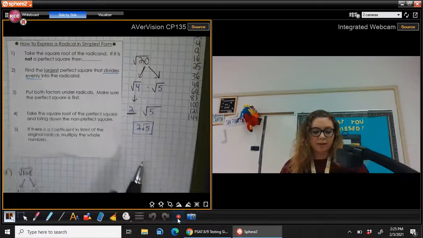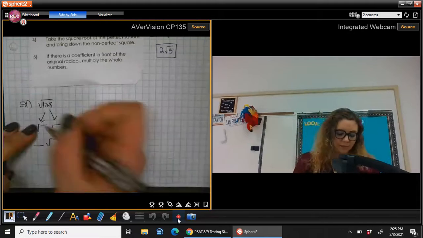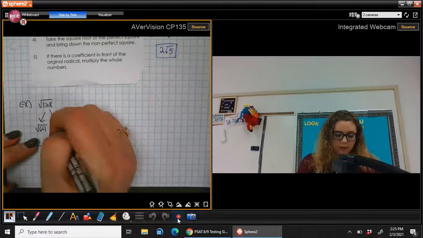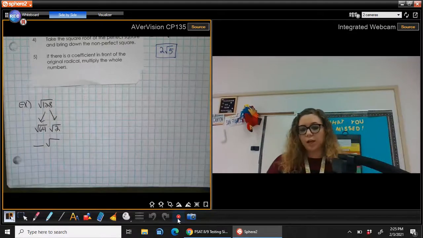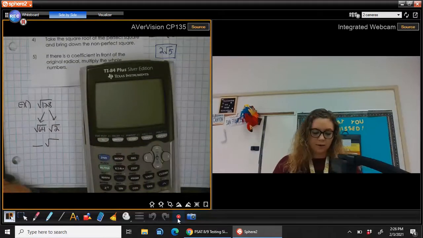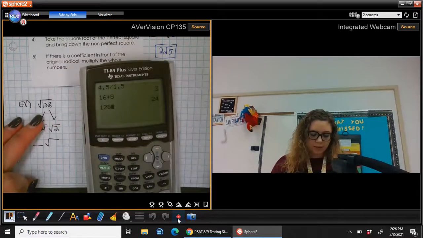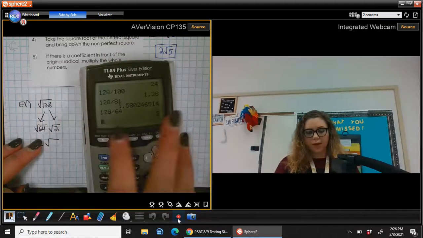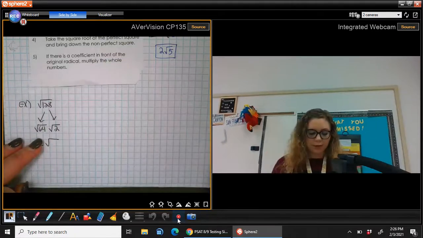It can. Okay, how many times can 64 go into 128? 2. So I'm going to put 2 right here. If you're not good with multiplication, and you know your perfect squares, you can easily do 128 divided by 100. Nope, have a decimal. 128 divided by 81. Nope. 128 divided by 64. Yes, how many times? 2.